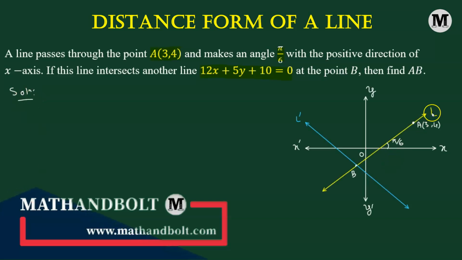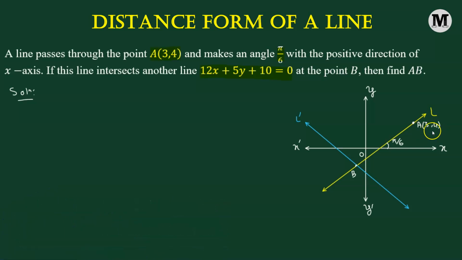Okay, let's try to understand the problem graphically first. So here we have the line L, which is going to pass through the point A with coordinates 3, 4, and it makes an angle of pi over 6 radians with the positive direction of x-axis. And also we have another line L prime, whose equation is given to us, that's 12x plus 5y plus 10 equals 0. So this particular line is going to intersect the line L at the point B. Our goal will be to determine the length of the segment AB.